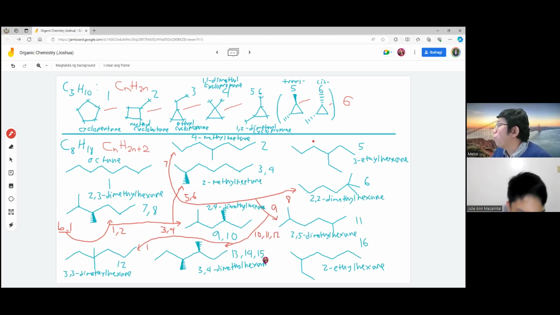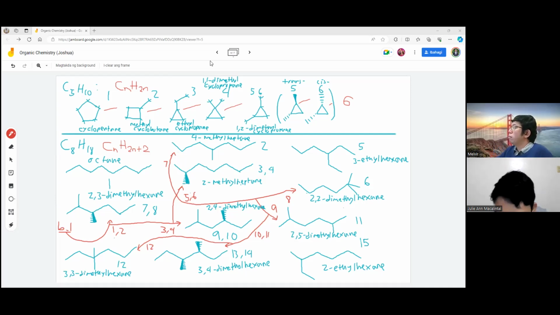Okay, sige. Puro methyl lang muna yan ha, B.2. Ilan ba itong na-drawing ko? Sa akin ay 1, 2, 3. Ilan na yung sa'yo so far? 3, 4, 5, 6, 7, 8. Sige, let me check kung bakit 15 later. Ilan na yan? Complete ka na? Please tell me if you're done, Joshua.